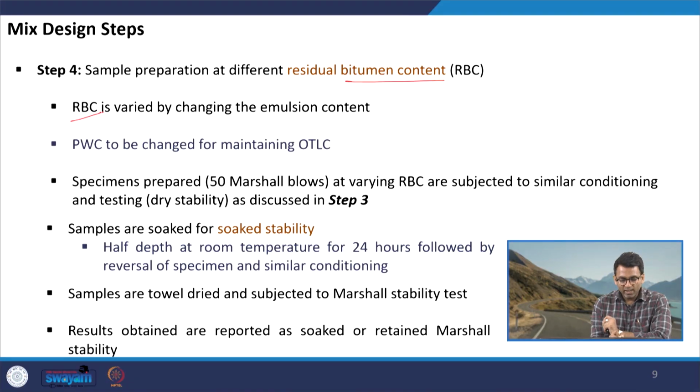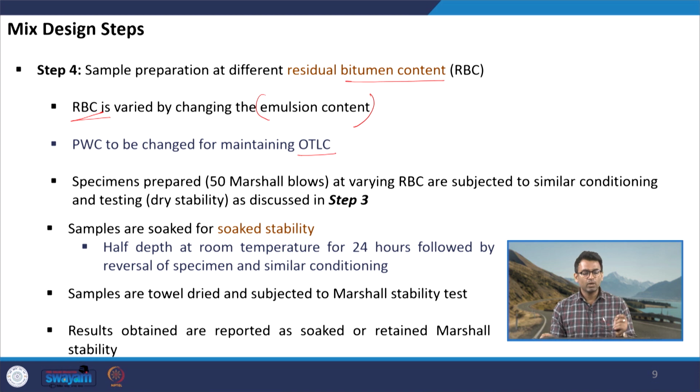So, what I do here, I will vary the initial emulsion content. Once I start varying the initial emulsion content, indirectly I am also varying the residual bitumen content, because this bitumen is present in the emulsion. So, residual bitumen content is varied by changing the emulsion content. Okay. But when you change the emulsion content, you also have to change the pre-wetting water content, so that the total liquid is maintained at the optimum liquid content which we have determined in step 3.